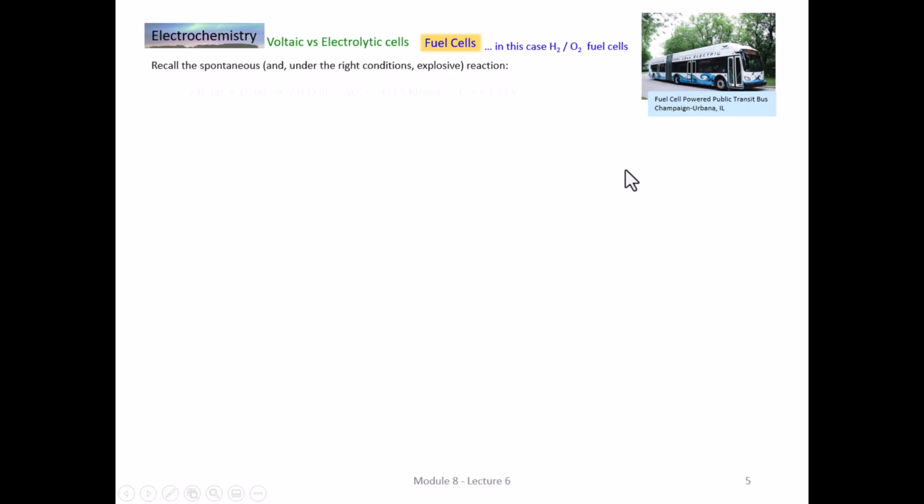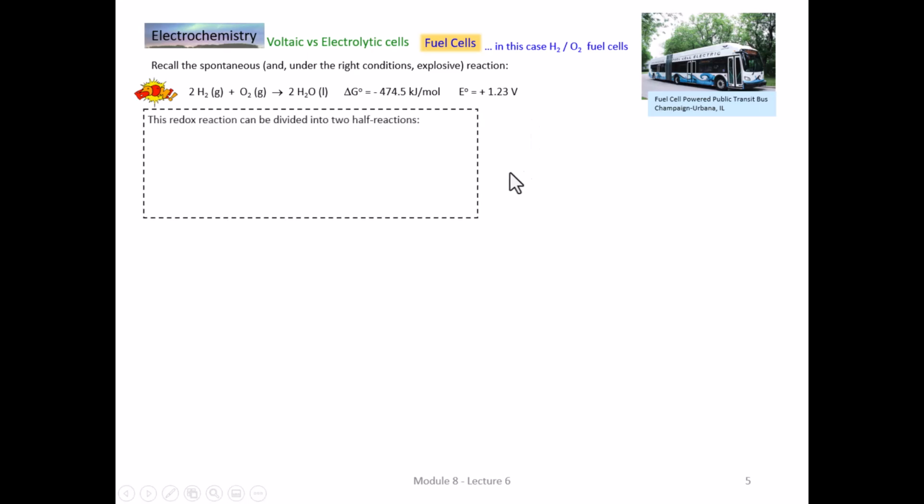Now recall the spontaneous and under the right conditions explosive reaction between hydrogen and oxygen gas to form water. It has an incredibly negative delta G. The overall potential of this reaction is plus 1.23 volts. We can divide it into two half reactions.